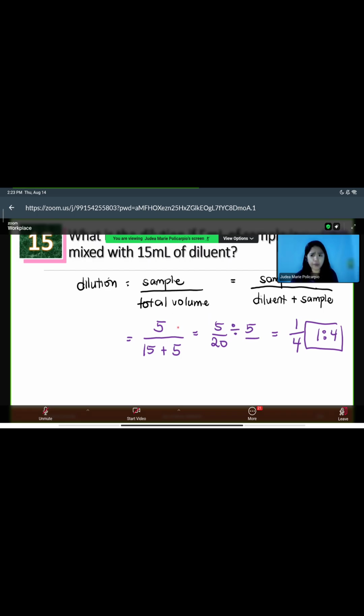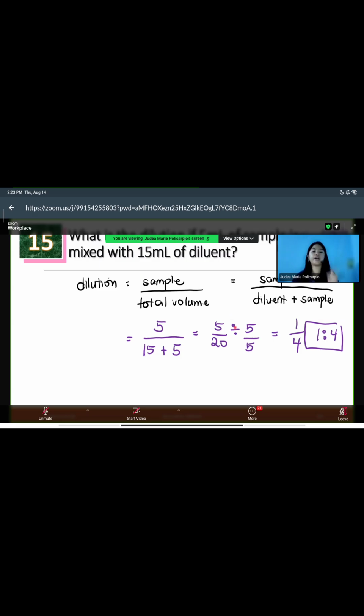However, life has to be fair. Kung ano yung ginawa mo sa taas, ganun din sa baba. Kung dinivide mo yung numerator by 5, dapat yung denominator din, i-divide mo rin by 5. So 20 divided by 5. And what is 20 divided by 5? That would give us 4. So that's why we ended up with 1 over 4, or in short, 1 is to 4.